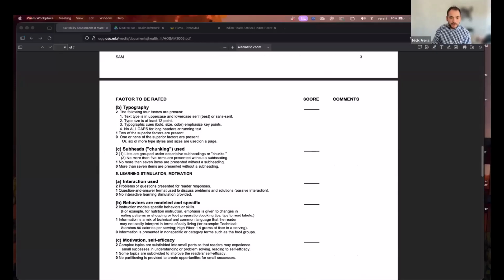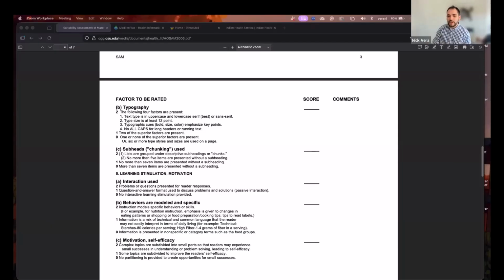But before we really dive in, here are just a few of the SAM scoring criteria for subheading and chunking, which are really important in what we've already talked about. So when you're thinking about your communication, are the groups listed under descriptive subheadings or chunks? Is it broken down so that somebody who's reading it can really digest what they're reading and take away from it what they need, more importantly?